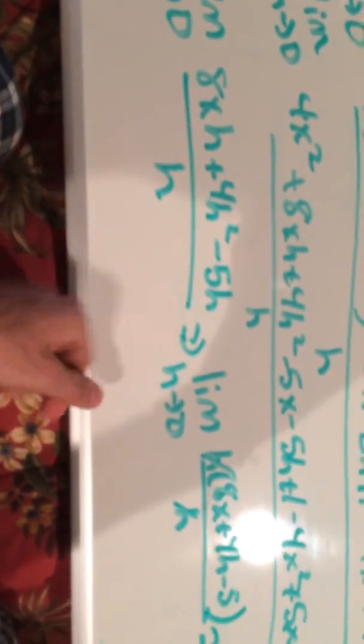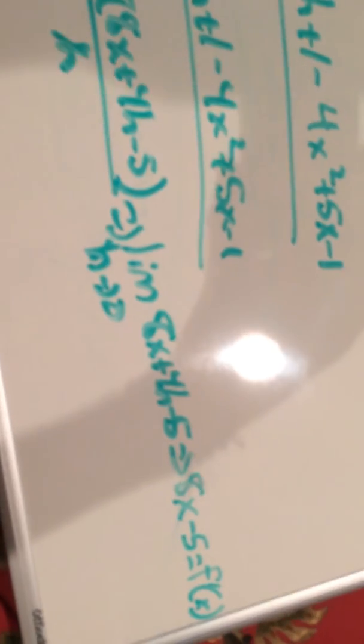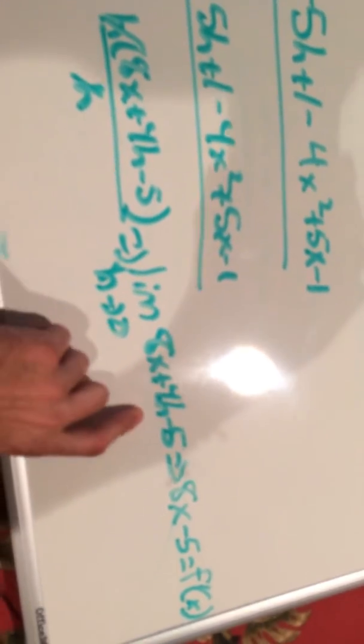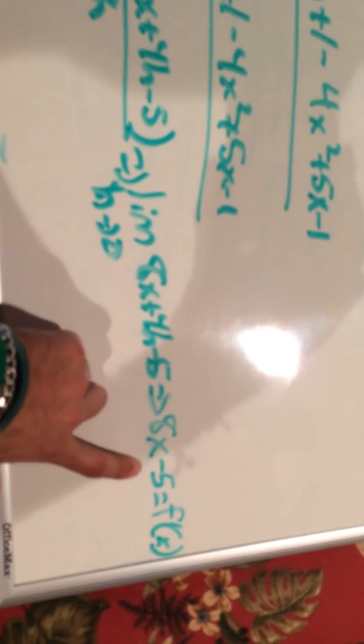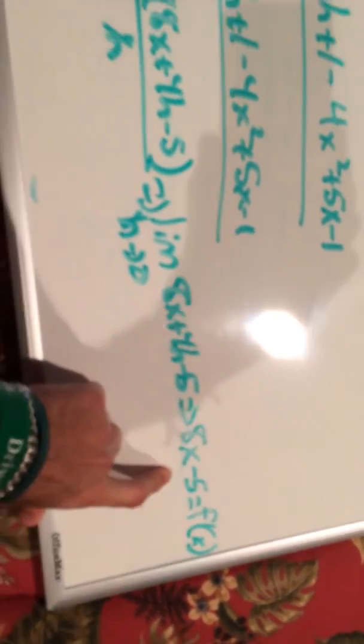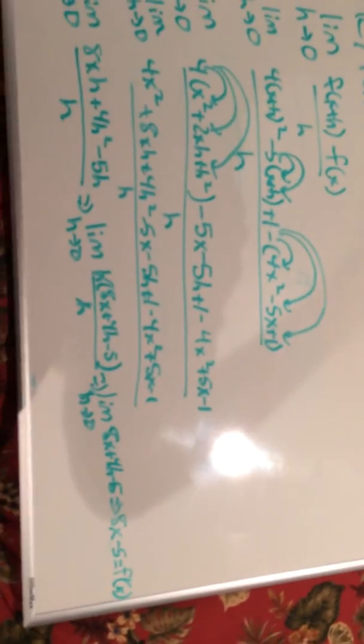Now I notice I can factor h from the top. Go ahead and do that. The h's cancel out, so I'm left with limit as h goes to 0 of 8x plus 4h minus 5. Plug in 0 for h, and what do I get? 8x minus 5 equals f prime of x. Exactly what I was supposed to get when I did the proof. Let me zoom out so everybody can see exactly how this looks.